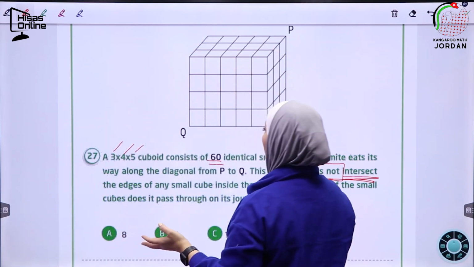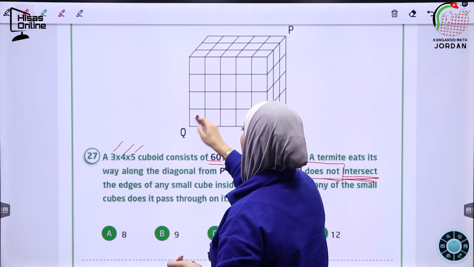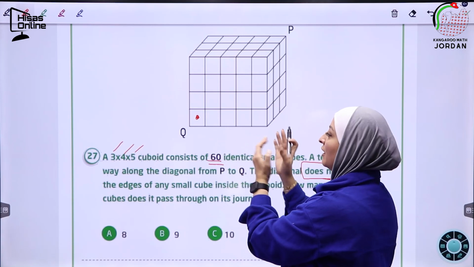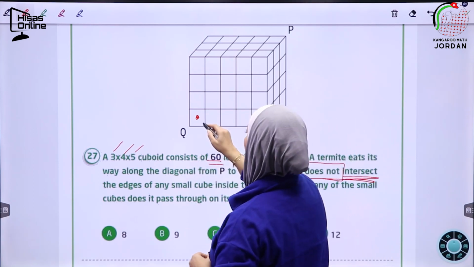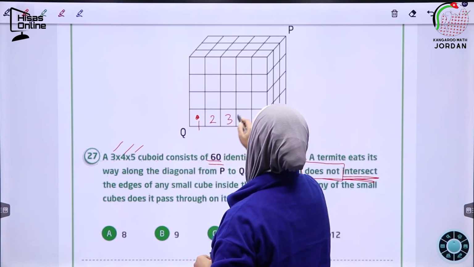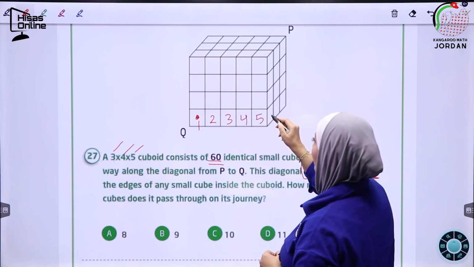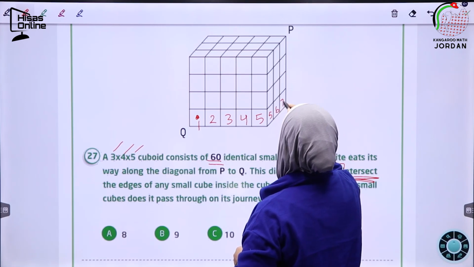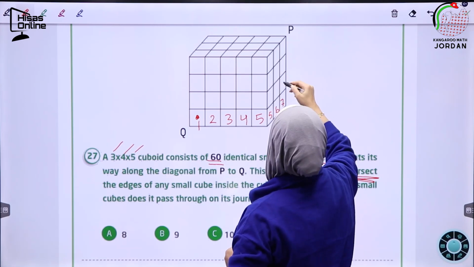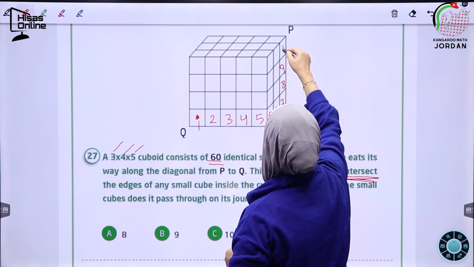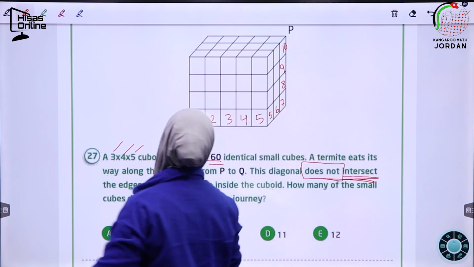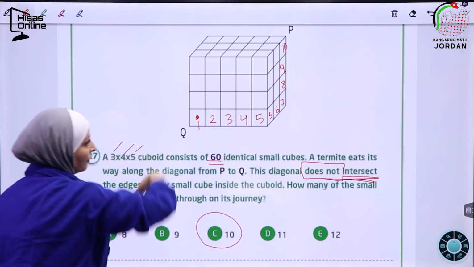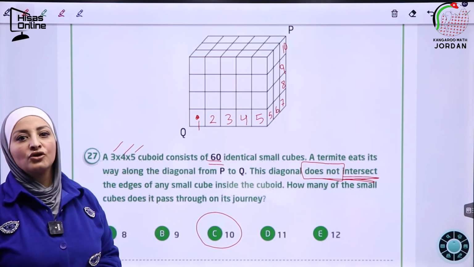So let's count the cubes that it could start with. Let's assume it started here, and pay attention not to repeat the same cube because it is 3-dimensional. So this is cube number 1, number 2, number 3, number 4, number 5, and this is 5 also. So here we go, 5, 6, 7, this is 7 again, 8, 9, and 10. So how many cubes does it eat to reach P without going diagonally? It's choice C.